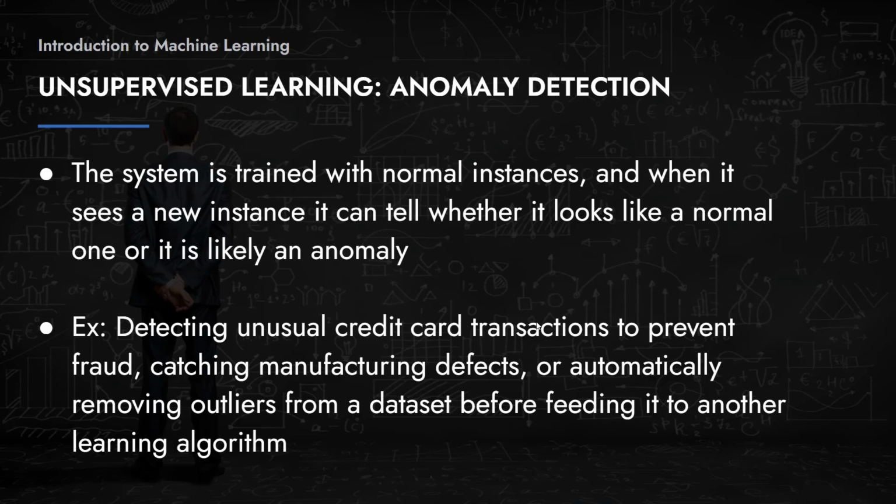An example would be detecting unusual credit card transactions to prevent fraud. That would mean you have to supply it with a bunch of normal credit card transaction data, and obviously this data is not labeled because all of it is normal. If you wanted to label it, you can label them all as normal, which doesn't make sense because they're all the same. Anyway, it's basically unlabeled data.